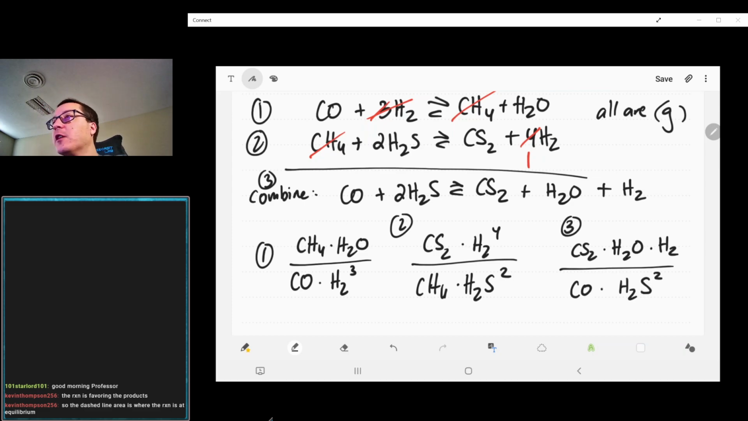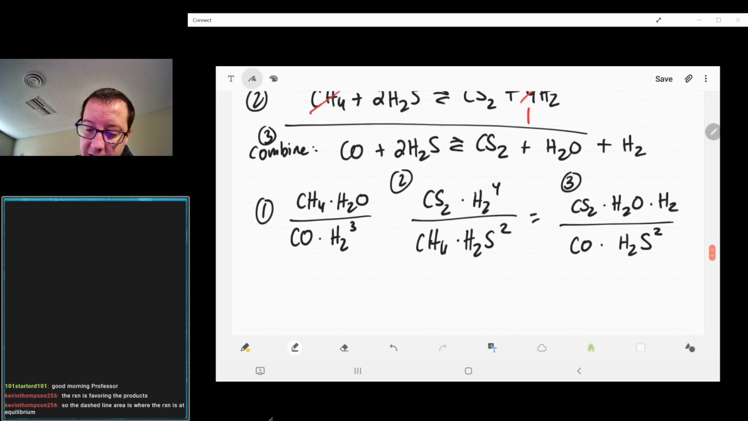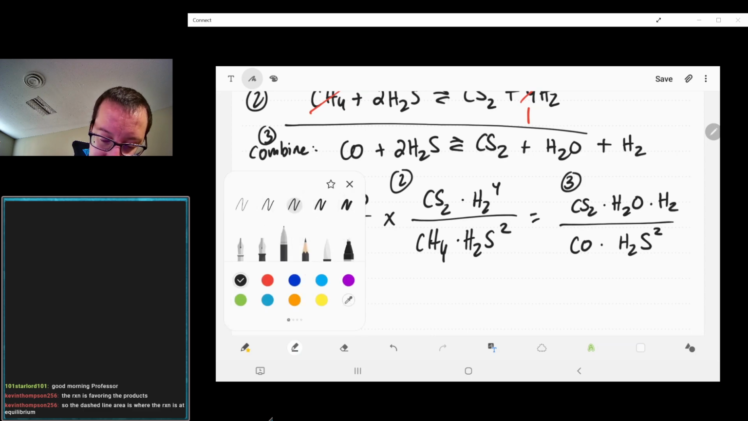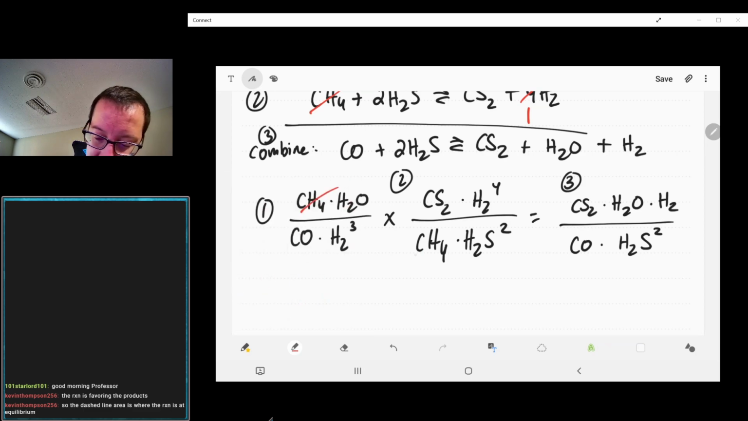If we look at how these are related, we can see, in fact, that these are multiplied together. We can multiply our equilibrium expressions to get the equilibrium expression for a combined reaction. Notice that just like before, methane cancels out, 3 of the hydrogens cancel out, and everything else there is just multiplied across.